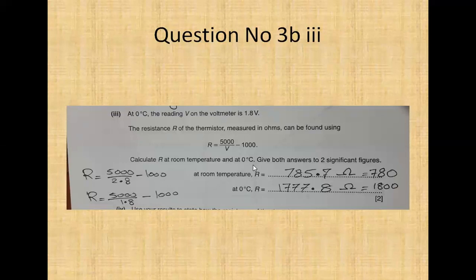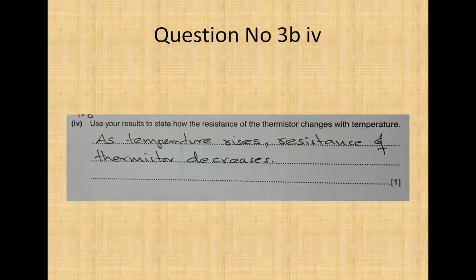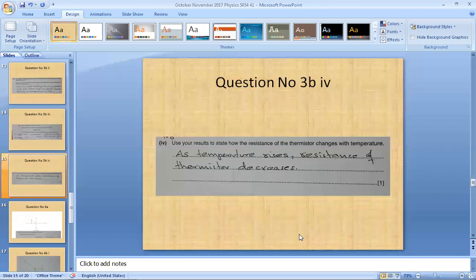You can see when the temperature is room temperature, the resistance is 780. But when it's ice, 0 degree centigrade temperature, the resistance is 1800. So very easily I can tell you, we already know that when the temperature rises, the resistance decreases. At ice point at 0 degree centigrade, the thermistor's resistance is higher, it's 1800. But when the temperature is room temperature, the resistance decreases. So we can write that answer: as temperature rises, the resistance of thermistor decreases. So that's it. That is question number 3.